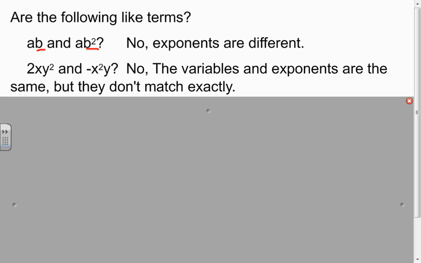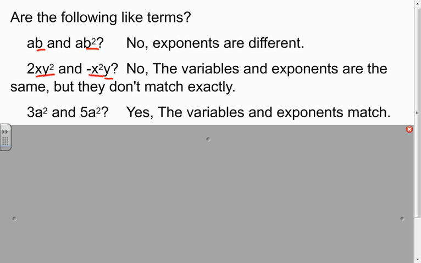2xy squared and negative x squared y. So look at the variable parts. This one has a plain x and a y squared. This one has an x squared and a plain y. So the variables and exponents are the same, x's, y's, and squareds, but they don't match exactly. In this case, the 2 and the negative sign in front don't affect the problem at all.